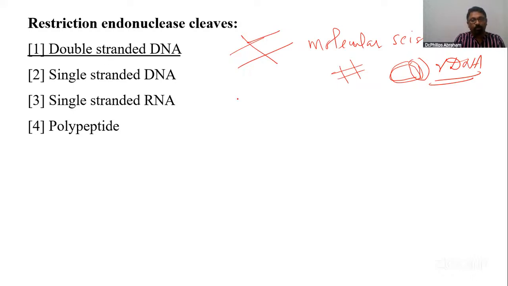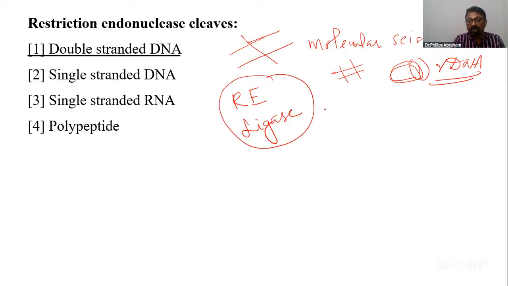But not only restriction endonuclease enzyme, we also want to link together. So we have a molecular glue. If there's a molecular scissor, we have a glue also. Molecular glue, that is nothing but ligase enzyme. Ligase enzyme. And to manufacture insulin, we get the mRNA of insulin. From there, we will make the cDNA, this one, rDNA.